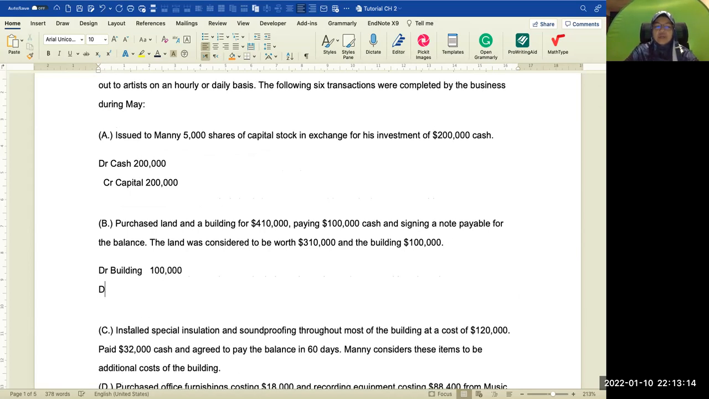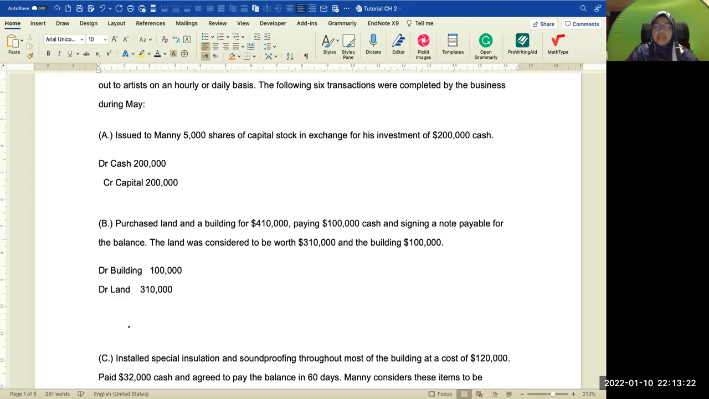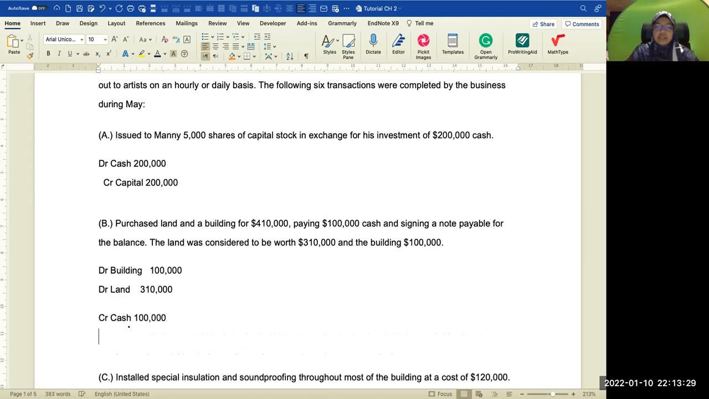Then you debit your land. Similarly, 310,000. What else? You pay cash, so you credit cash first, 100,000, and then credit your note payable. Is it note payable or not payable? Note payable, right? Of 310,000. So that's how you translate the increases and decreases just now.